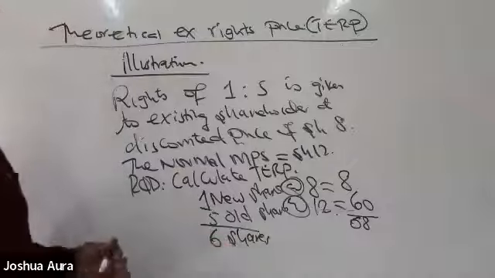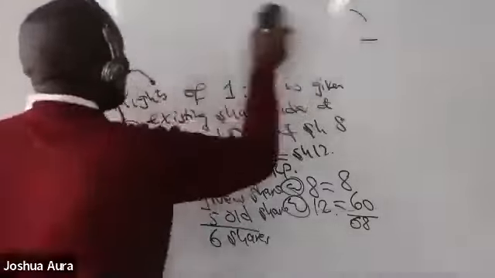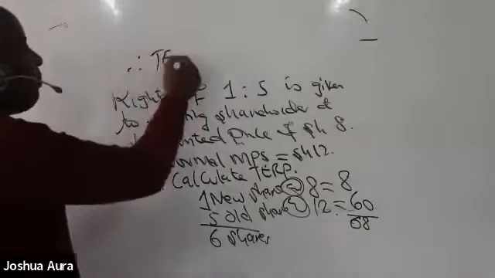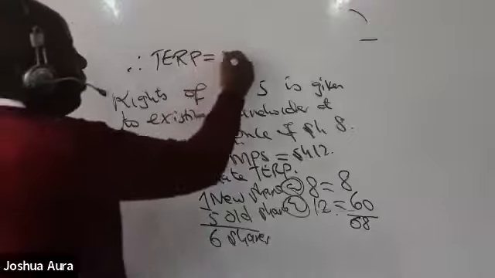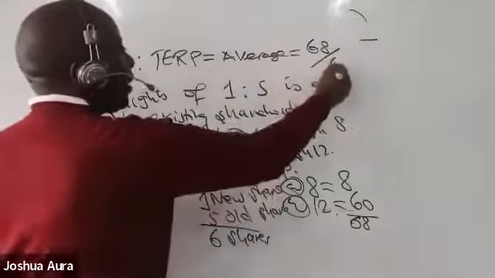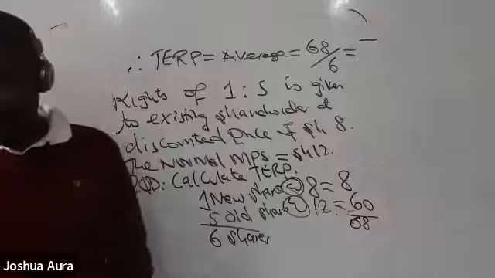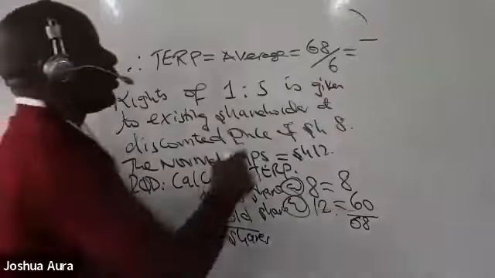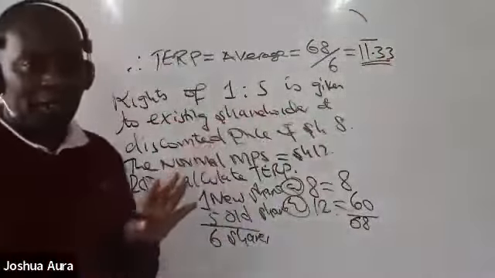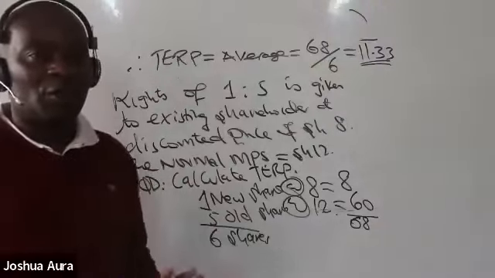The average price, in this case, will be my theoretical exercise price. So you come and tell the examiner, therefore, the TERP will be the average. And the average will be 68 divided by 6. Is there somebody who can give me this figure? 11.33. I'm sure in an exam situation, all of us would have gotten this correctly. It's called TERP, and it's very easy to calculate.